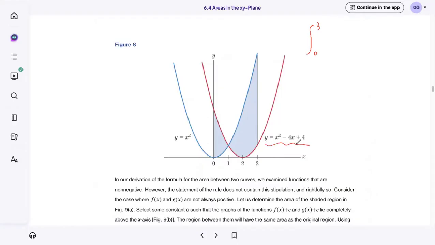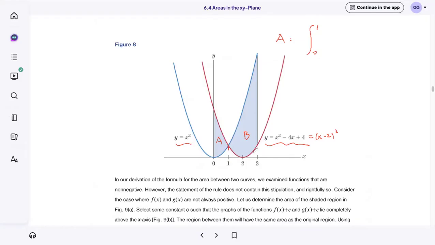So the red color is x squared minus 4x plus 4, or just (x minus 2) squared. The blue color is x squared. So we need to find the region A and region B, right? Because in region A, we see from 0 to 1. So let's do one by one. First we want to find the region A from 0 to 1, right?